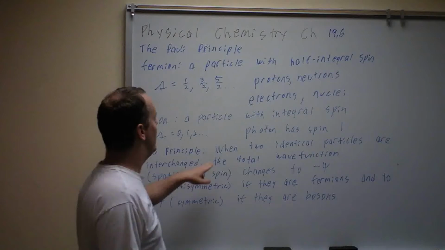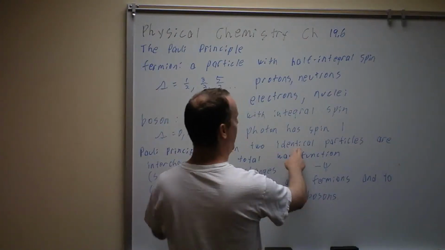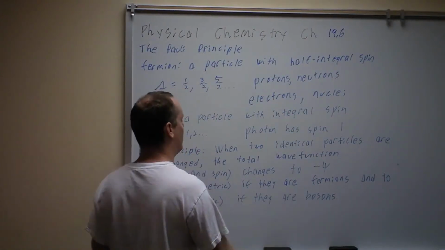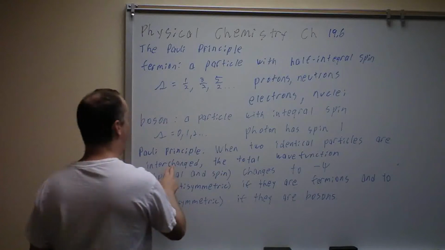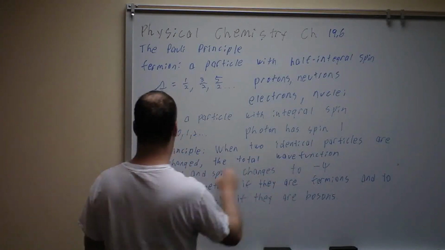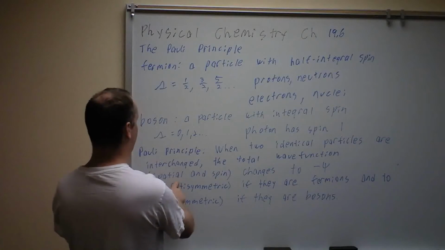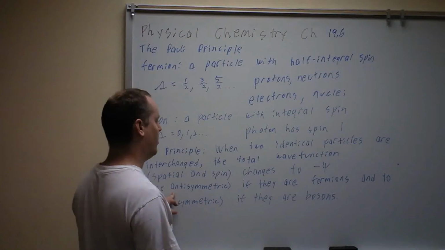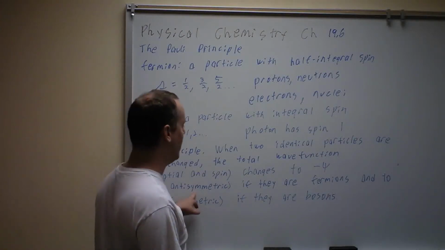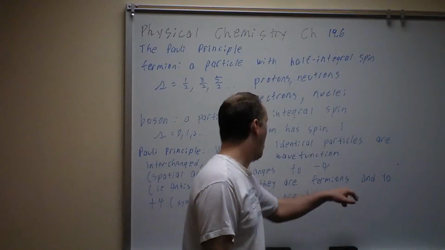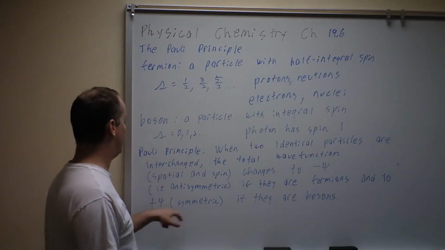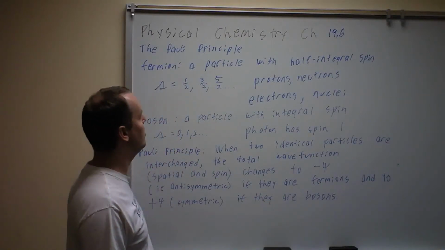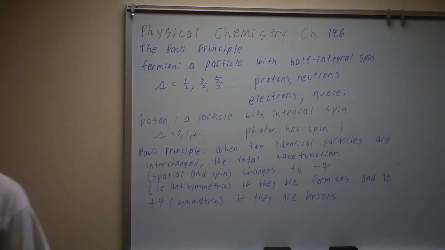Now, the Pauli principle says if you have two identical particles, okay, we're not talking about an electron and a proton, either two protons or two electrons, two nuclei, whatever, but two identical particles, and you interchange them, then the total wave function, remember that it includes the spatial part and the spin part, is going to change to the minus function. In other words, it's antisymmetric if those particles are fermions, or they're going to just stay the same, positive side, which means it's symmetric if they are bosons. That's why on the previous slide I showed you the difference between symmetric and antisymmetric.